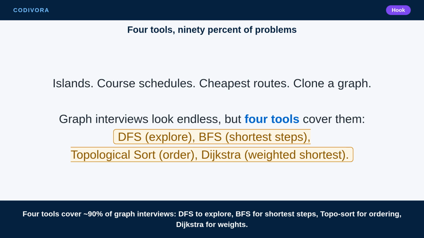DFS to explore and mark. BFS for shortest unweighted paths. Topological sort to order dependencies. And Dijkstra when edges carry weights. Plus one habit that prevents every graph disaster. The visited set. Let's arm you with all 4.